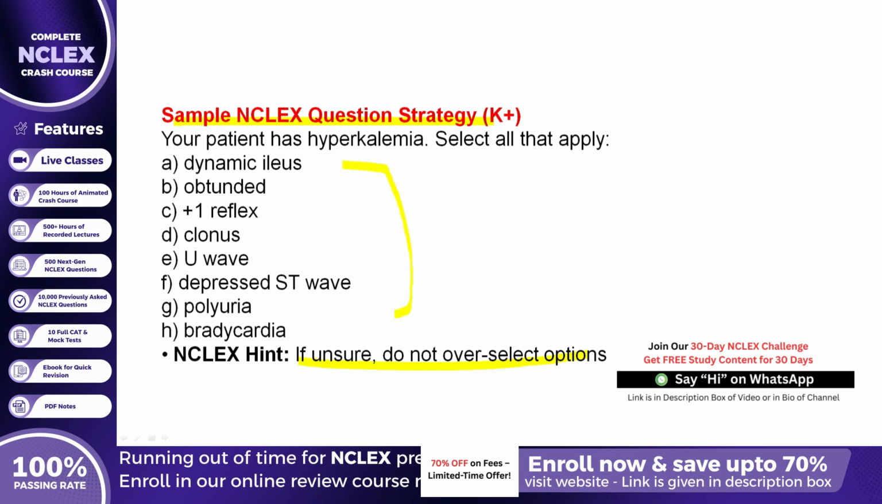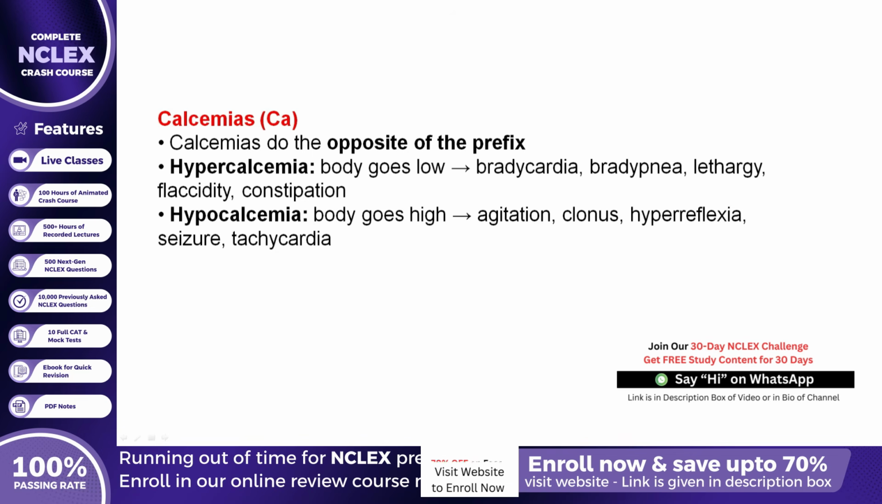Now moving into calcemias, remember that calcemias do the opposite of the prefix. So in hypercalcemia, the body goes low, producing bradycardia, bradypnea, lethargy, flaccidity, and constipation. Meanwhile, in hypocalcemia, the body goes high, leading to agitation, clonus, hyperreflexia, seizure, and tachycardia.